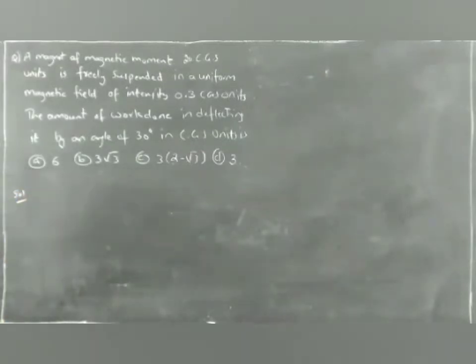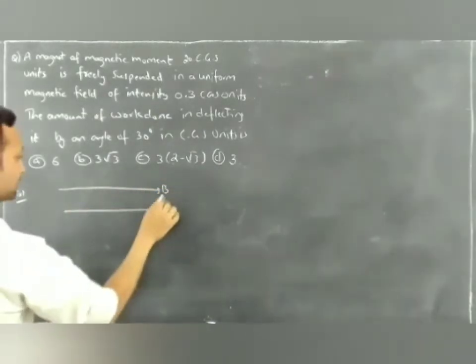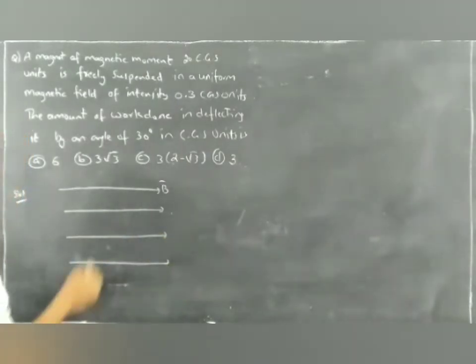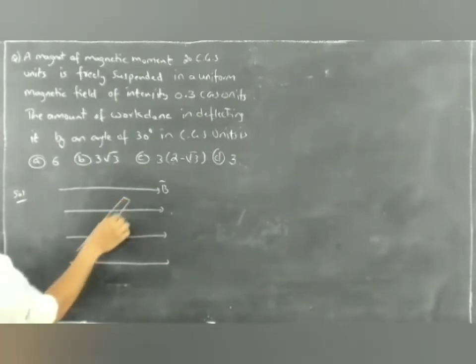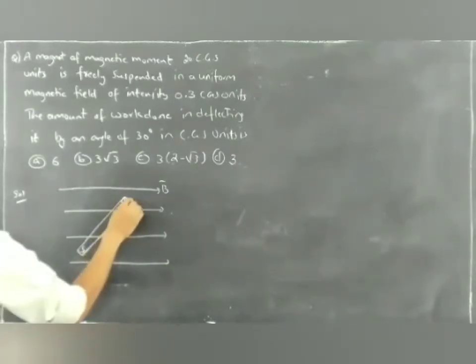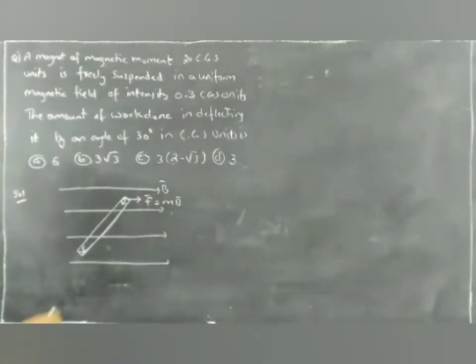Let us consider a uniform magnetic field towards the right direction. In this field, there is a magnet suspended. This is the north and south pole, and on the north pole, the force F = mB is acting in the positive direction, and in the opposite direction, F = -mB. Both are equal in magnitude but opposite in direction.